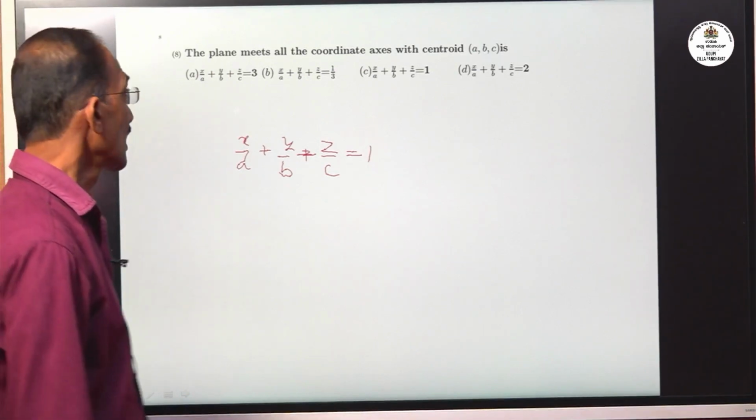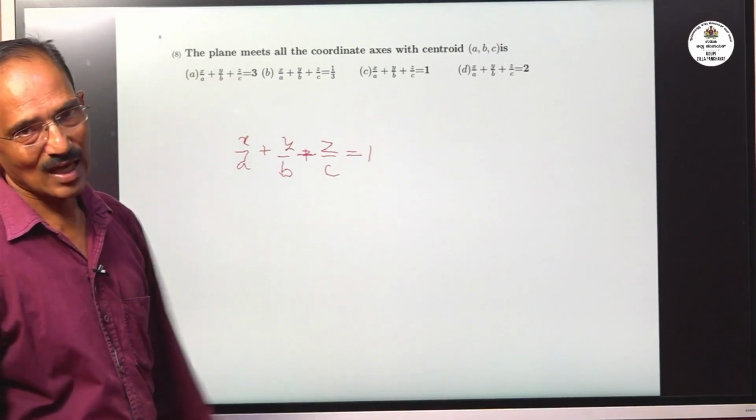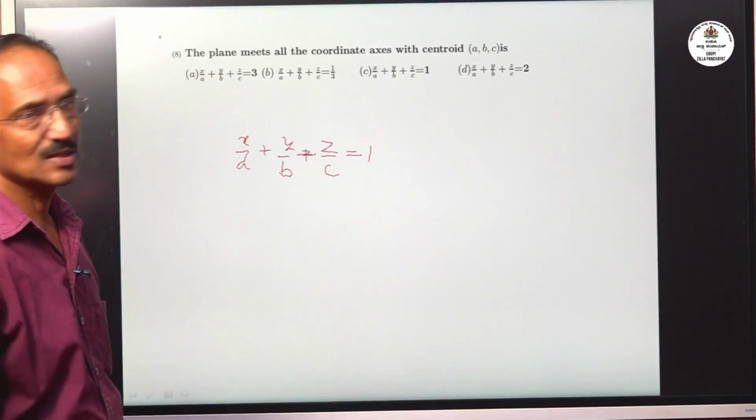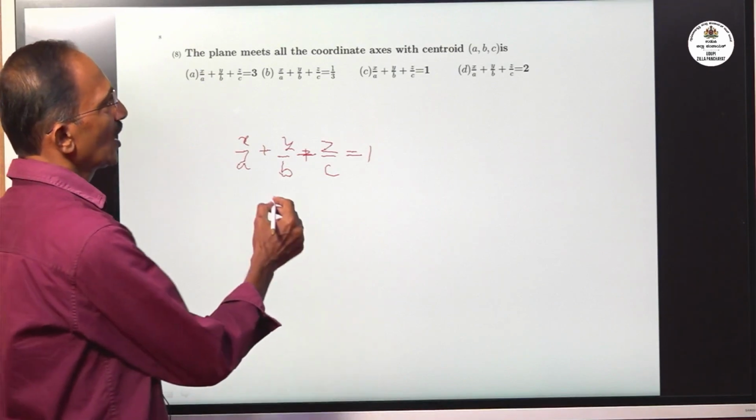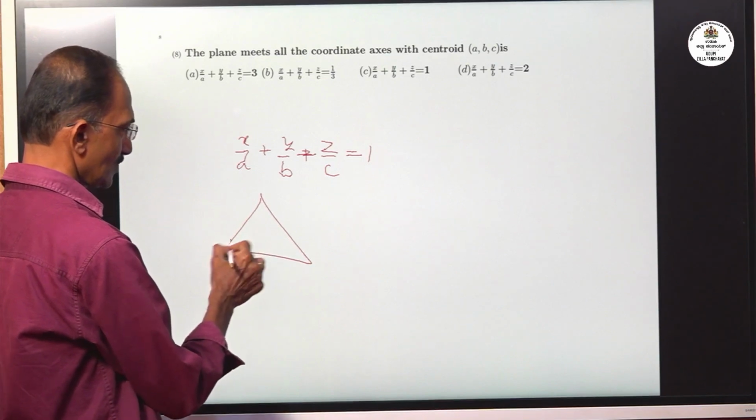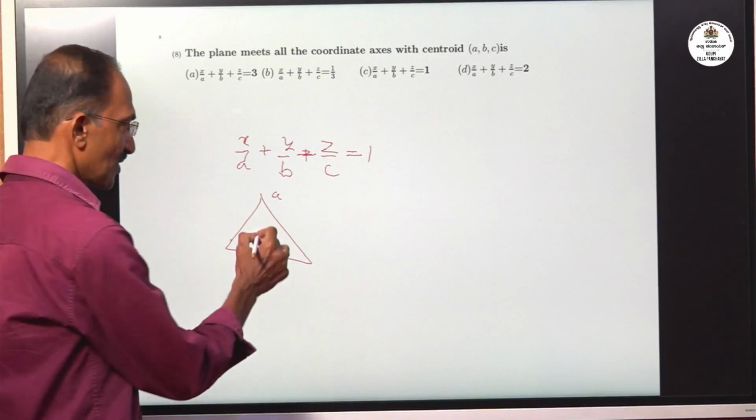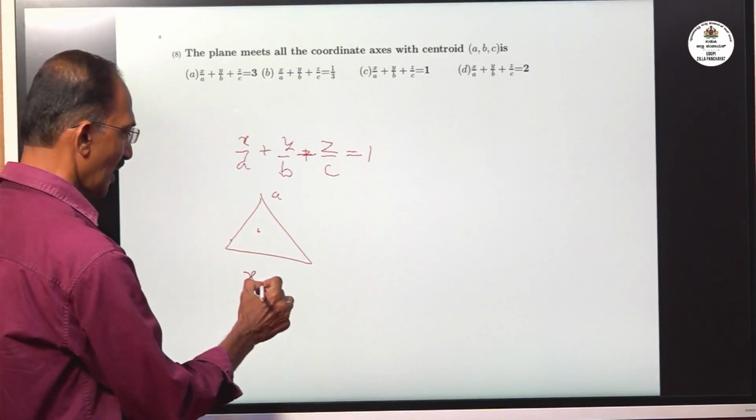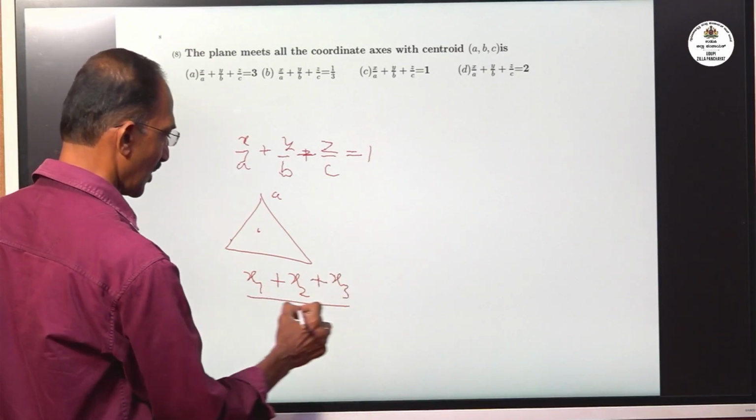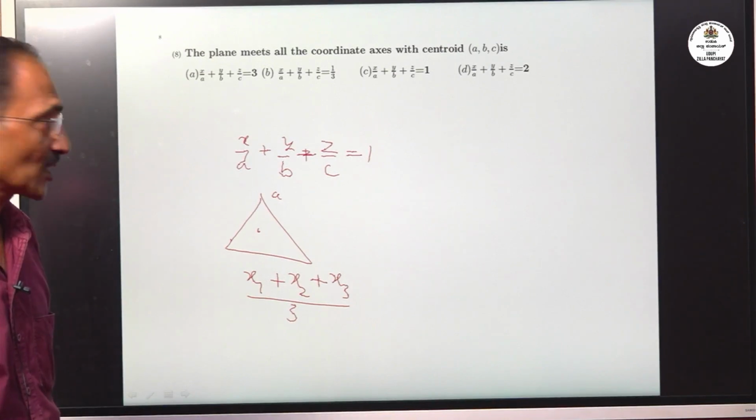Now they say the plane meets all the coordinate axes with centroid a, b, c, not intercepts; it is a, b, c as centroid. So what is the centroid of the triangle? If a, b, c is the centroid of the triangle, then the x coordinate must be x1 plus x2 plus x3 divided by 3. So this is the formula for the x coordinate of the centroid of the triangle.